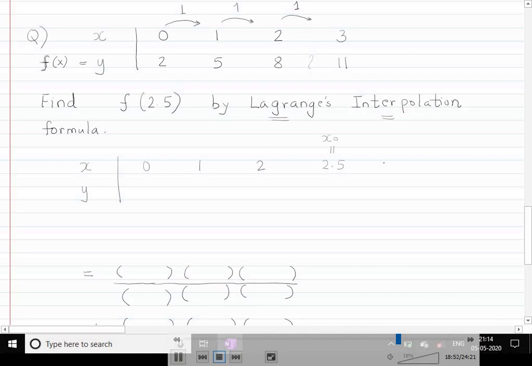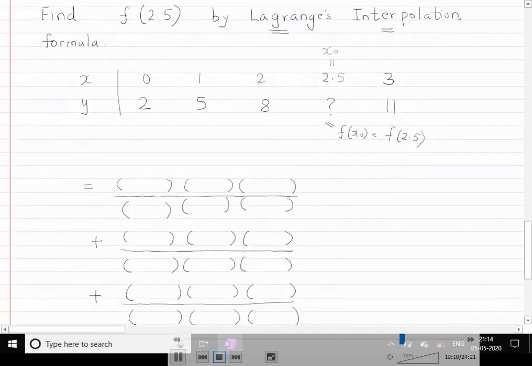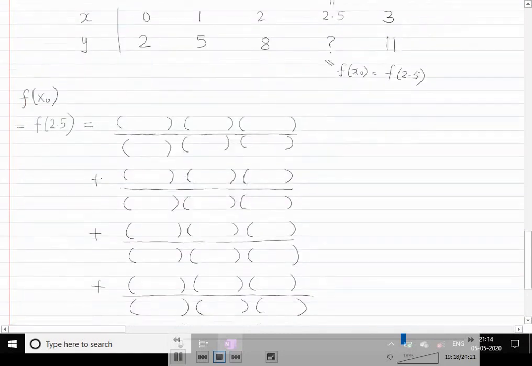This is our x0 and this is 3, it's 2, 5, 8, and I don't know how much, and this is 11. This is f of x naught. I know I want to find that, and this is 11. So I will use my formula, the Lagrange interpolation formula. So f of x naught, f of 2.5, is equal to the next.